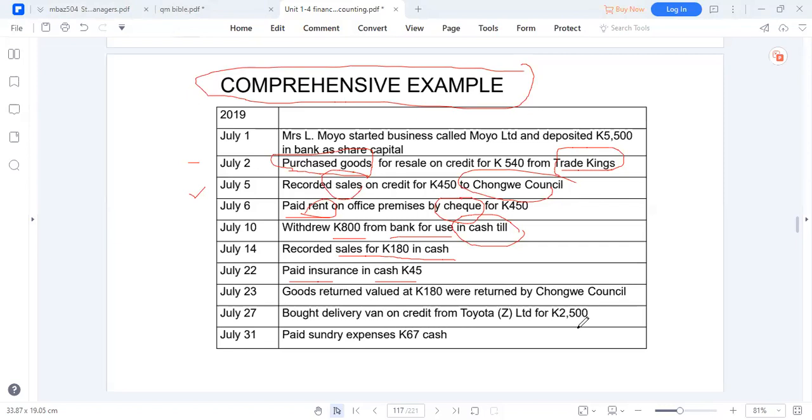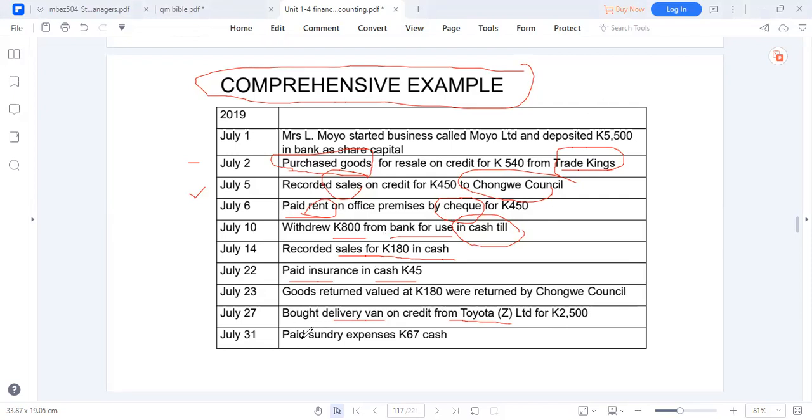January 27, which two elements are we identifying? Bought delivery van on credit from Toyota Zambia. Which two elements are we looking at? The asset account and Toyota. Good. There's Toyota and the van itself. The van is an asset, Toyota is our creditor. So we need to identify where we debit and where we credit. This was just a preamble of what accounts are going to be opened.